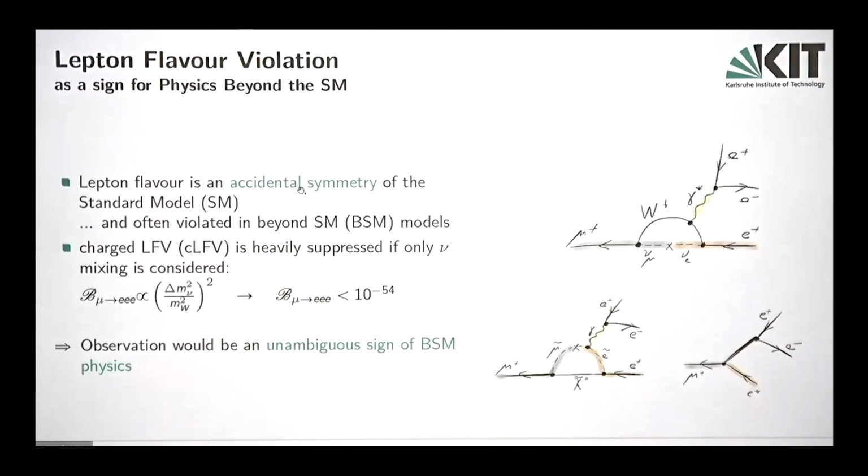Lepton flavor is an accidental symmetry in the standard model, and we see it very often violated in BSM models. And we also know that even if we have lepton flavor violation in the neutrino sector, this does not mean that we have it at observable rates in the charged lepton sector. On the other hand, if we see it, this is an unambiguous sign for BSM physics, and that's why we're doing this.